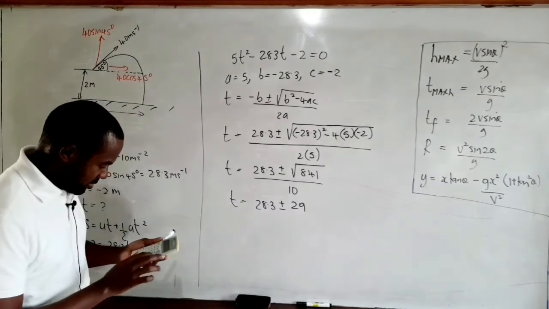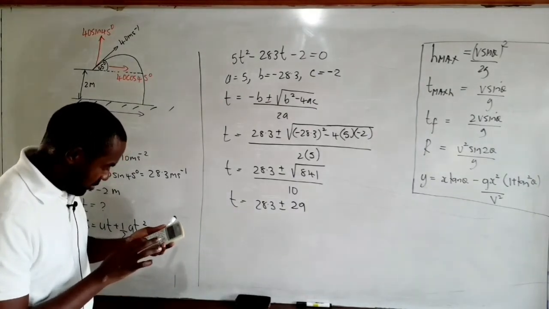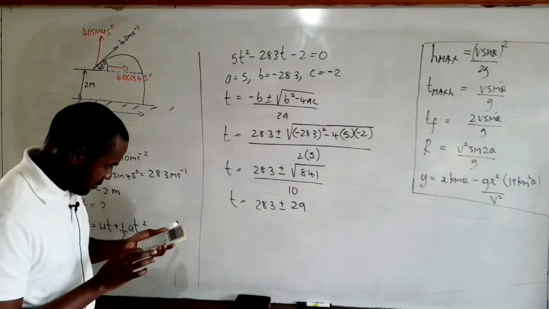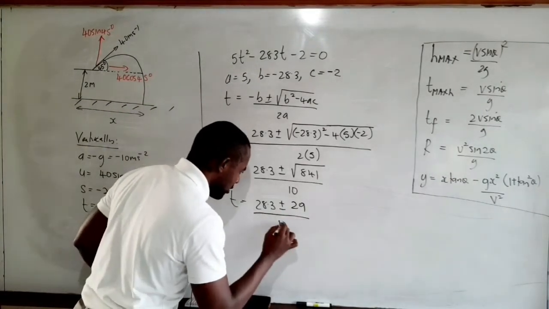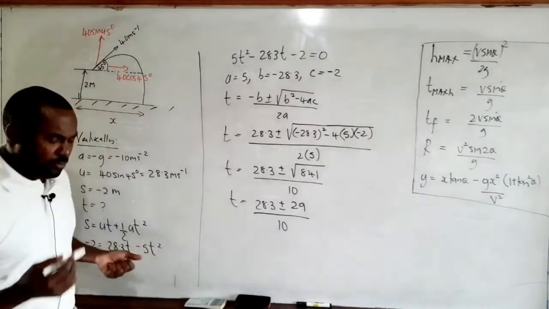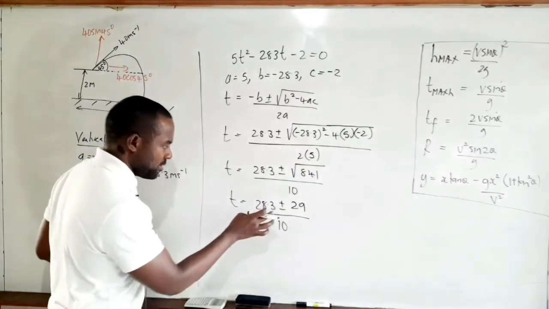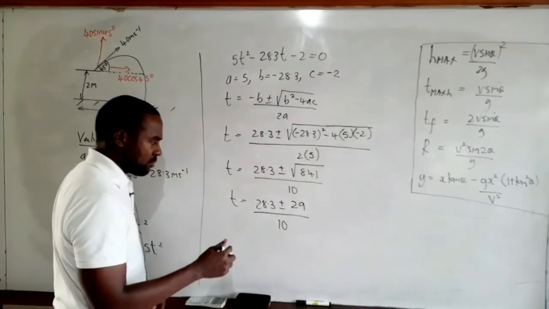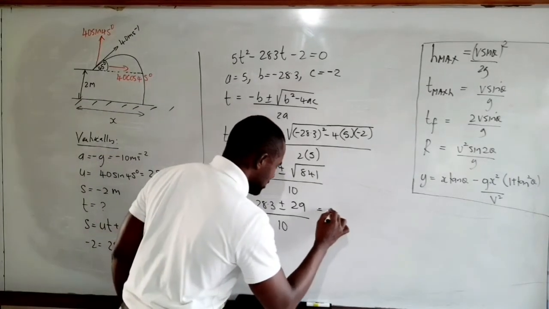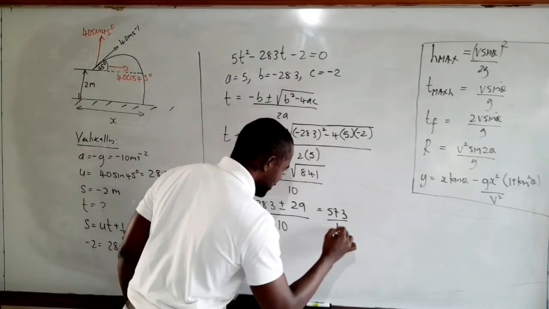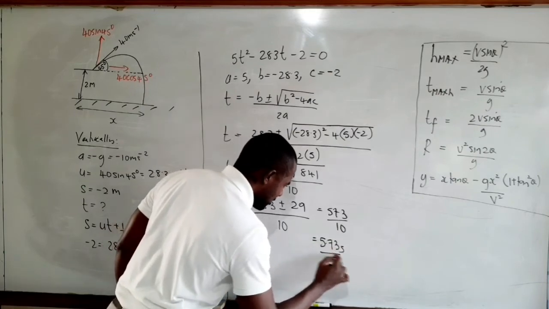Approximately 29. Function root 841, so approximately 29, and this is all over 10. Now we're calculating time, and we know that time cannot be negative, so time must be positive, and therefore we will disregard the minus sign here. So basically what we're going to get is 29 plus 28.3, which is 57.3 divided by 10, and so this gives us 5.73 seconds.